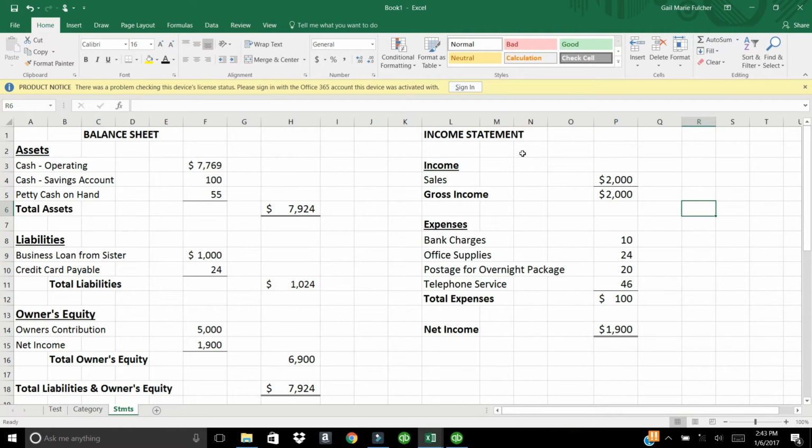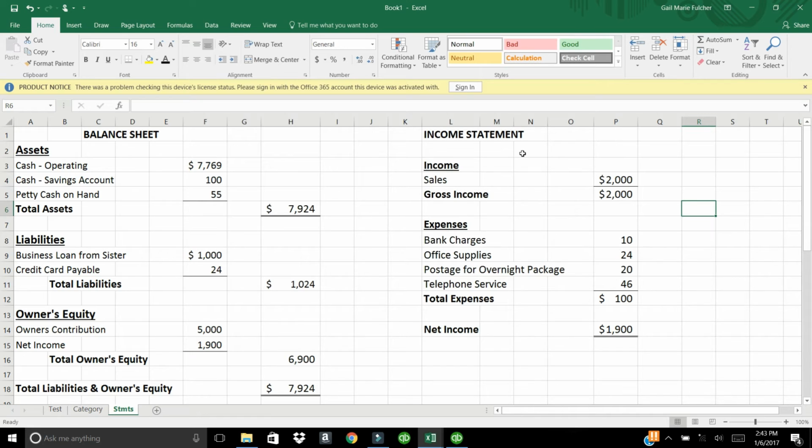Then down here under liabilities, the first amount under the single line is $1,000, so that receives a dollar sign. Credit card payable, $24 does not. We have a line there because we're going to total those two. So then that gives us a grand total for liabilities of $1,024. Notice there's no line under that. That is because we're going to add our total owner's equity to that amount.